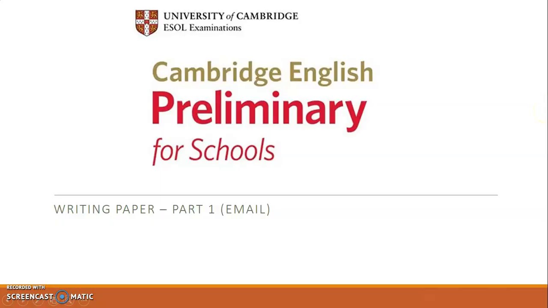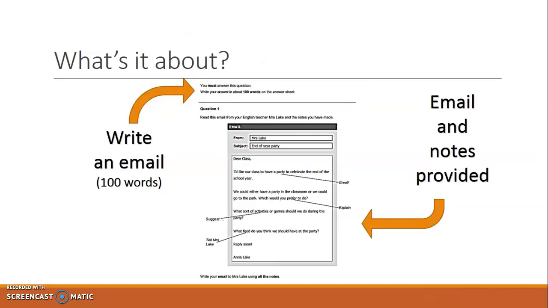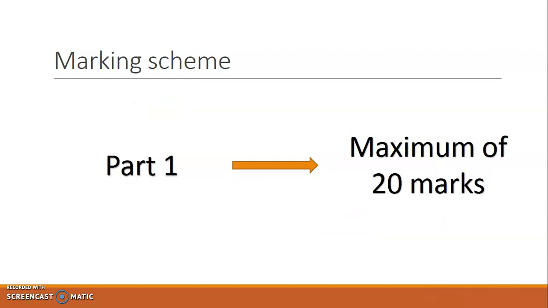Hello! Today we are going to discuss the writing paper from PET, especially part 1. We are going to discuss especially email writing. In this part of the exam, you are expected to write an email of about 100 words. You are given the instructions and then an email and some notes to know what you should write. Bear in mind that this part of the exam has a maximum of 20 marks.